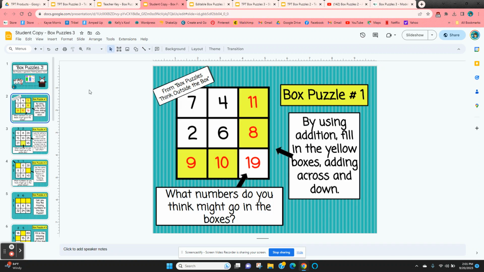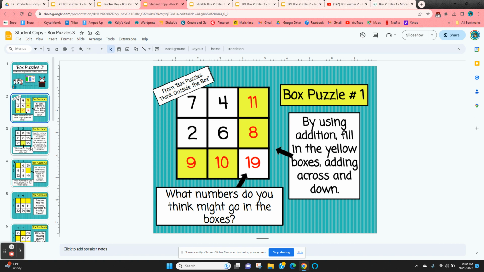So the first slide is just going to give them a review from Box Puzzles 1, Think Outside the Box. So just a reminder of how box puzzles work. If you add the numbers going across, add the numbers going down, and then you add their sums, you're going to get the same number here in this final box.